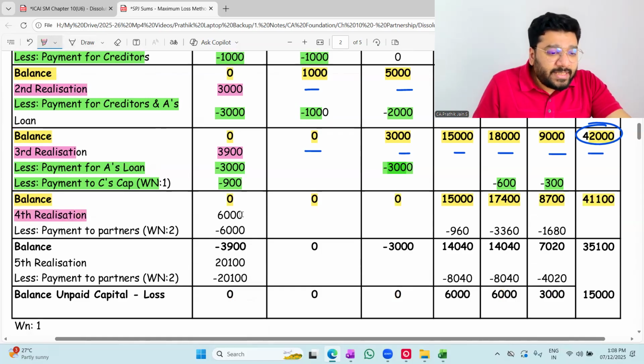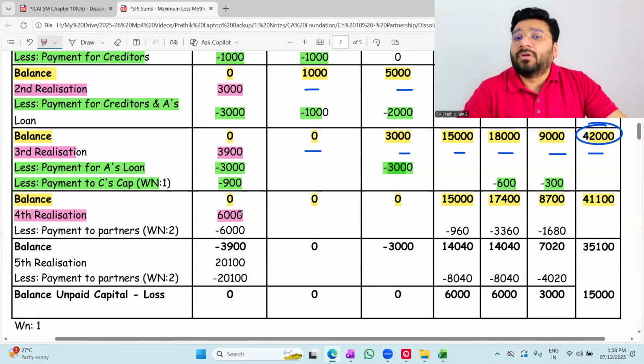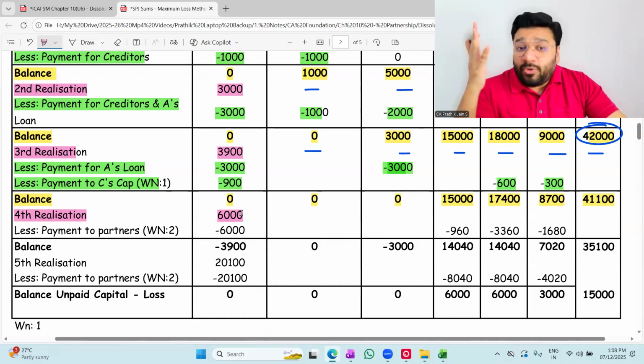Fourth realization. How much? 6,000 rupees. Same problem. Whom should I pay now? A or B or C or all the three? To whom should I pay? Sir, you can't tell like that. You have to do the calculation.